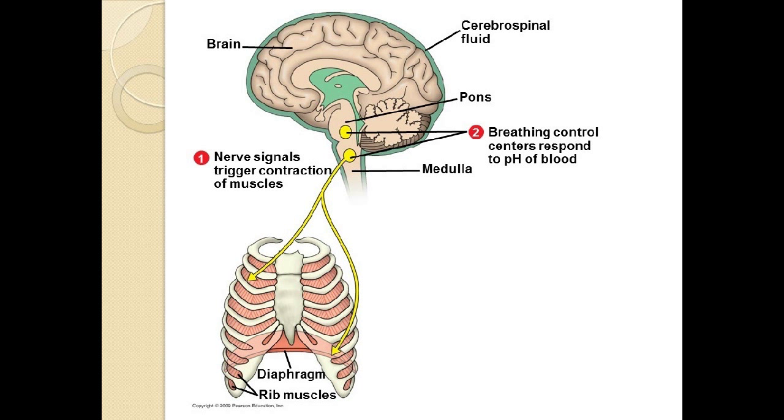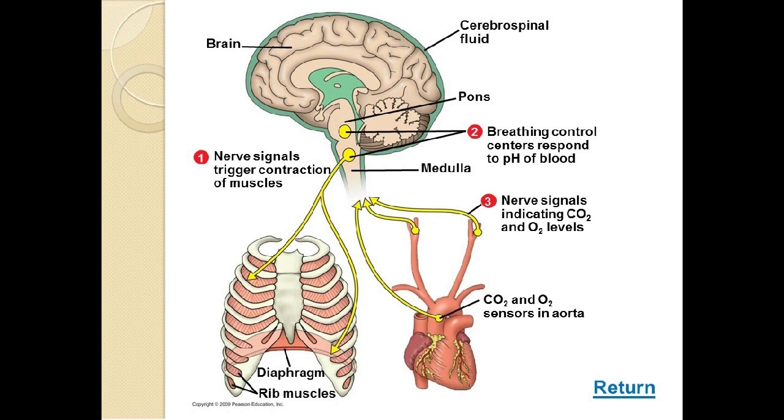The secondary control over breathing is the heart, specifically the aorta and the carotid arteries. These two monitor the concentrations of oxygen as well as carbon dioxide. When oxygen levels are extremely low, the aorta and the carotid arteries send signals to the control centers via nerves to increase the rate and depth of your breathing.